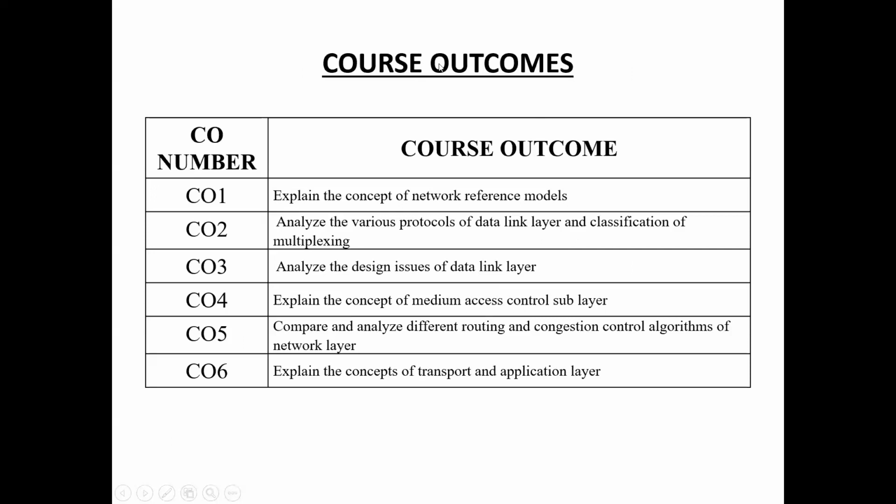So these are the course outcomes of CN, computer networks. After completion of the course, you will be able to explain the concept of the network reference model. You will be able to analyze the various protocols of the data link layer and the classification of multiplexing. You will be able to analyze the design issues of the data link layer.